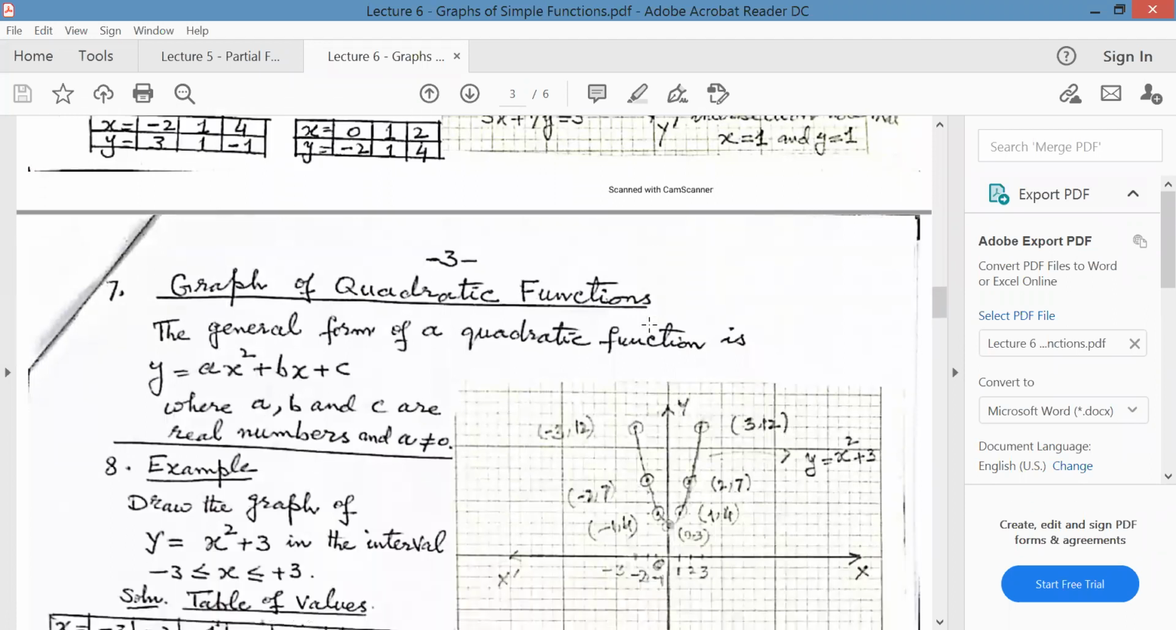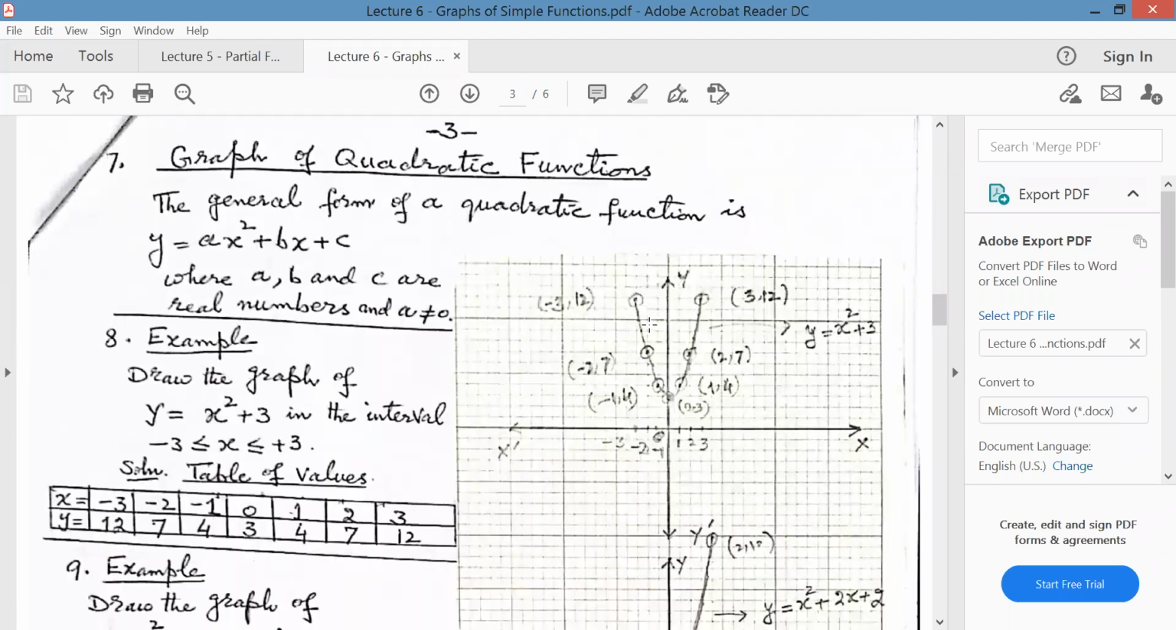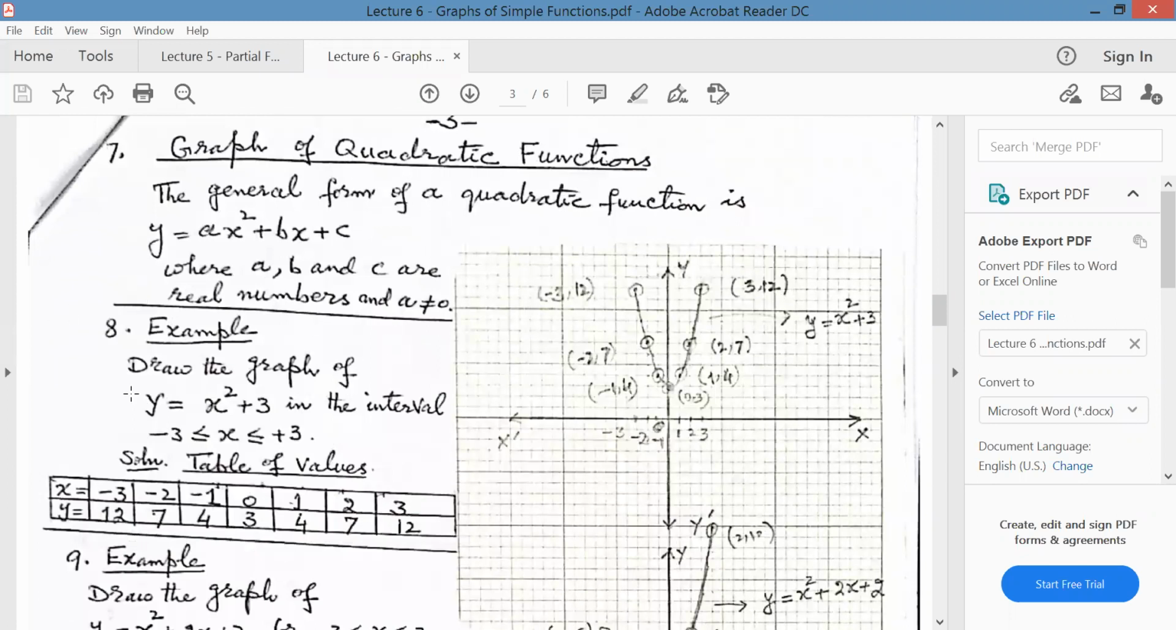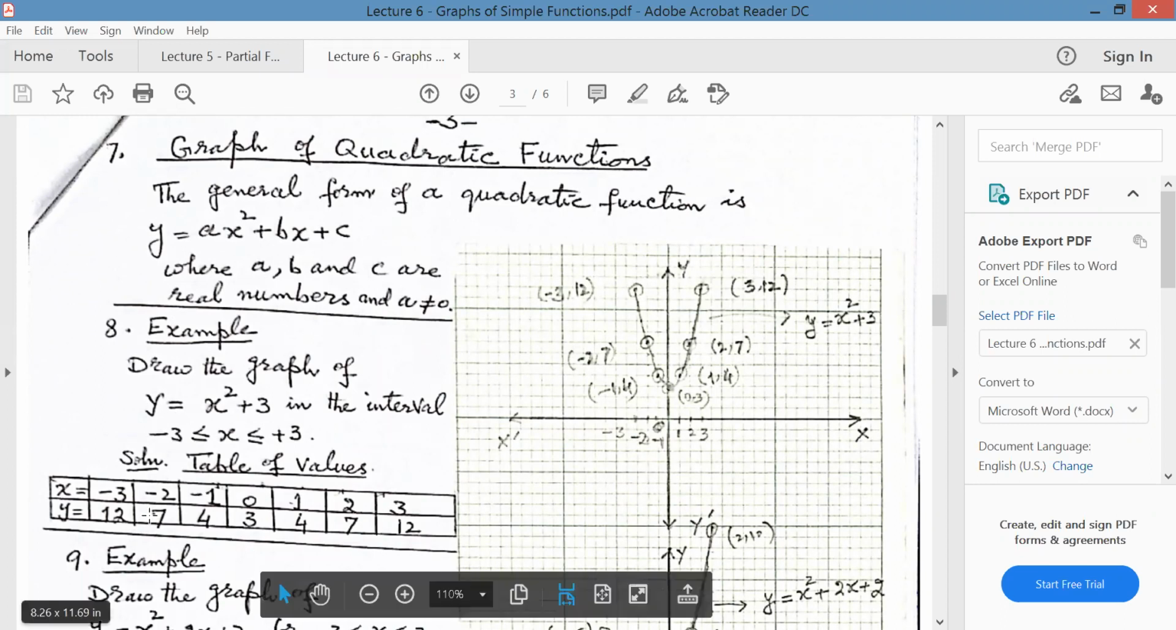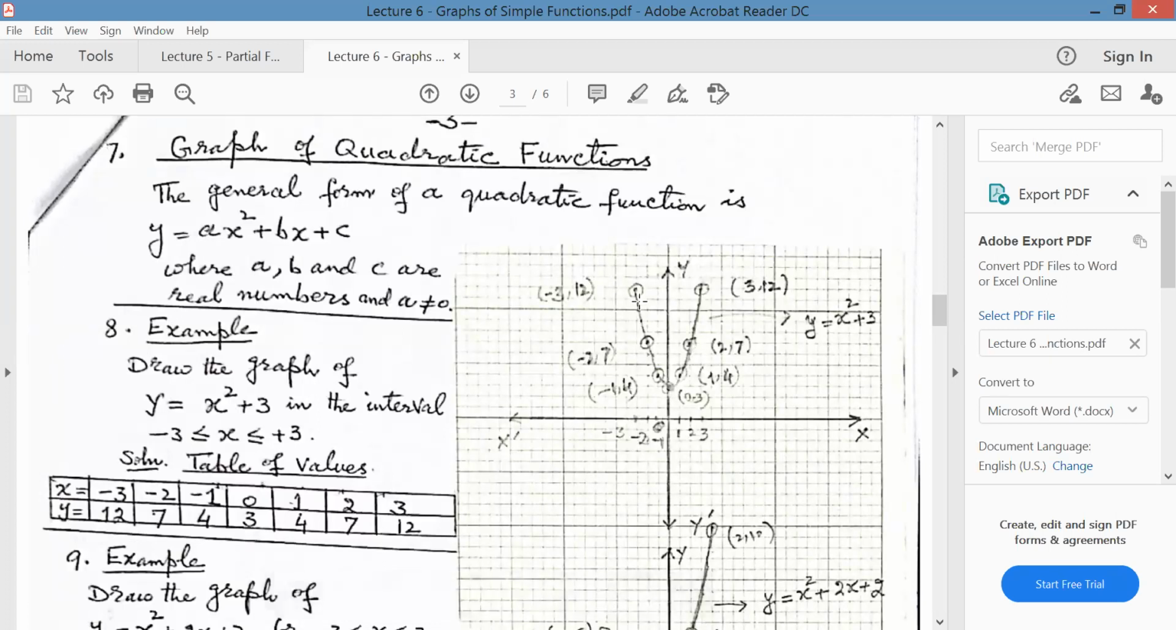Now the graph of the quadratic functions. This was the quadratic function y equal to x square plus 3. We took an example and the interval was also given to you. You tabulated all the values and then you plotted the values. I told you to join them with a smooth freehand sketch. And do not go beyond these points because the interval is fixed for you. So you will not draw the graph before -3 and you will not go beyond +3.